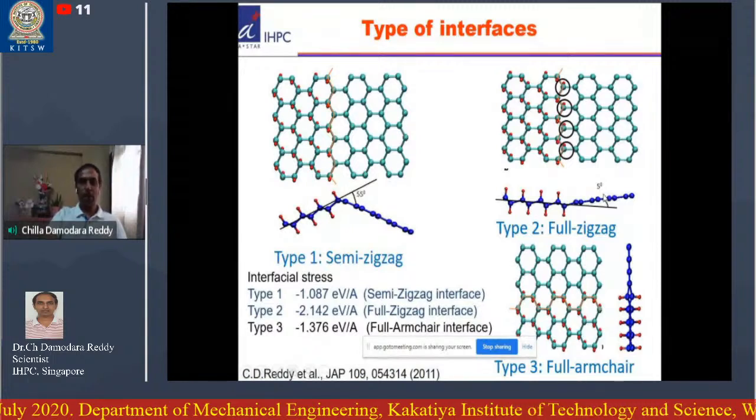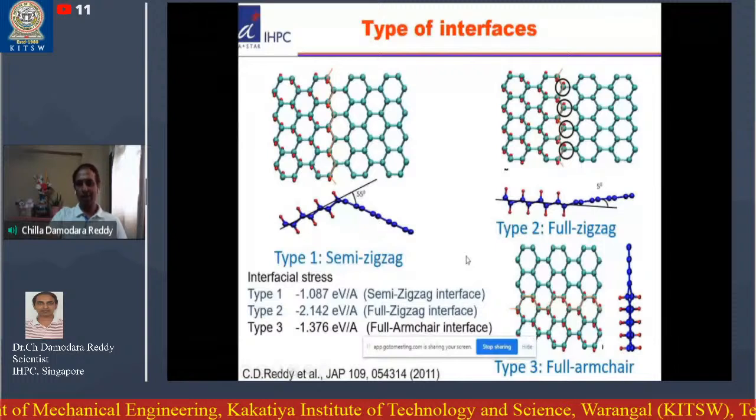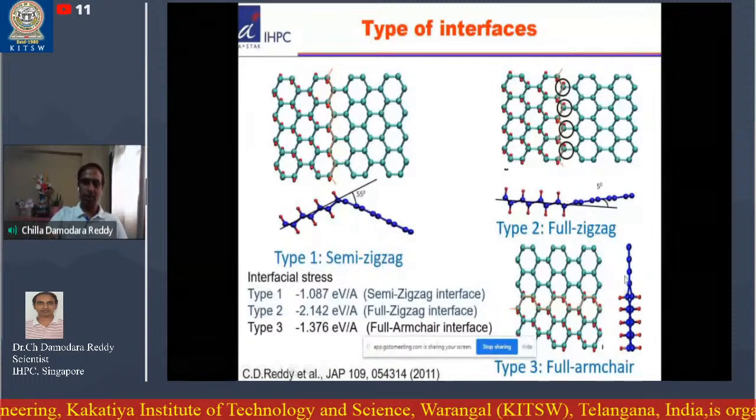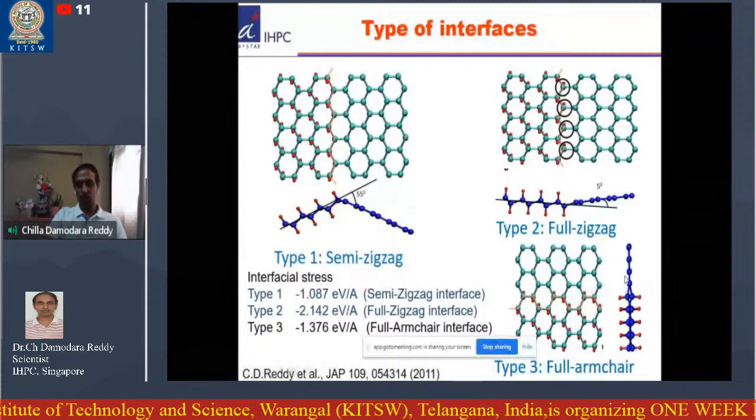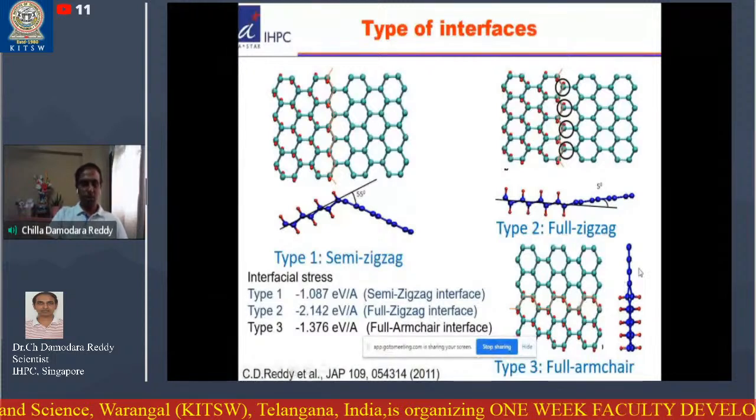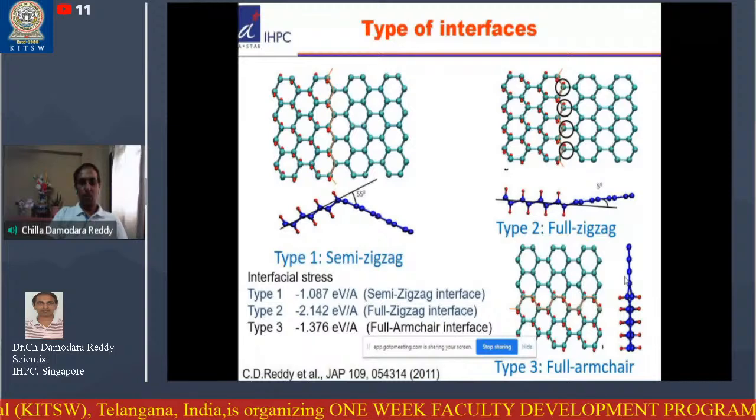And if you have another kind of edge, like the full armchair edge, it's totally flat. And there is no 5 degrees angle. That is a 0 degrees angle. This is totally flat, so we can use it for other applications.